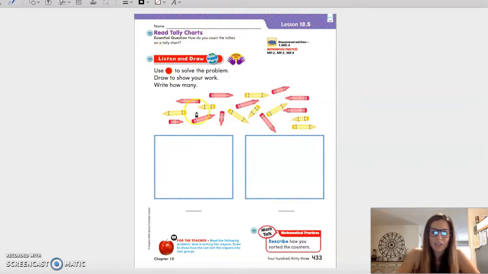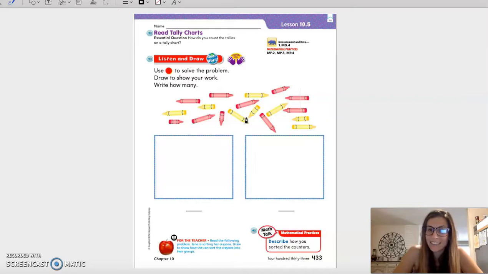So let's take a look over here. We have a bunch of crayons, and we have some yellow, and we have some red. And I'm going to ask you, how can we sort these crayons into two different groups? So how can we sort them? Now, for me, the easiest and the most obvious is color, by color. What two colors do you see?